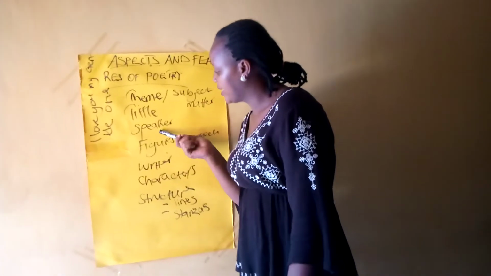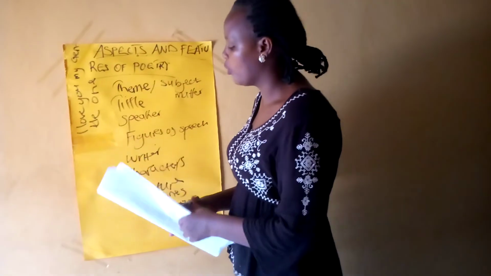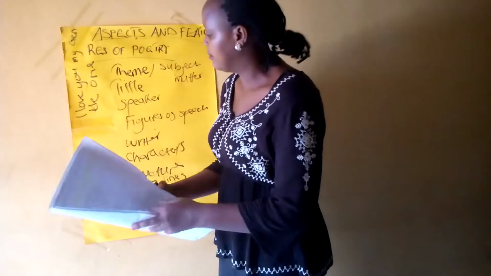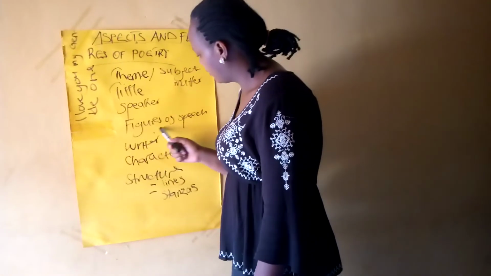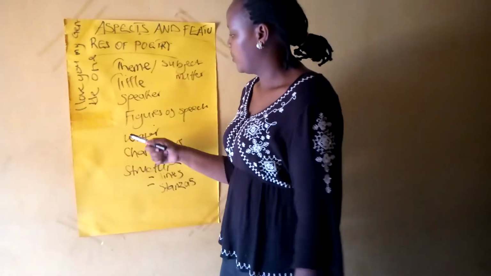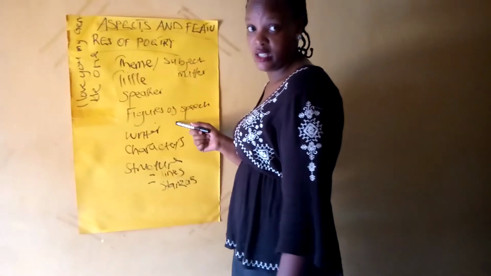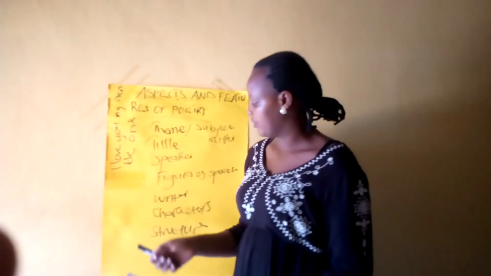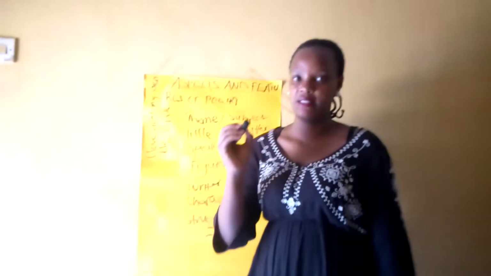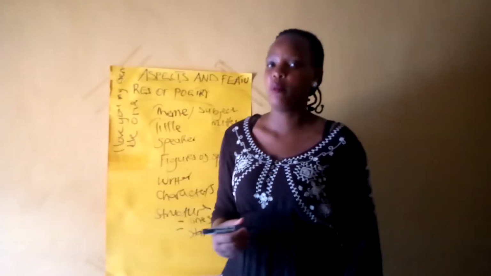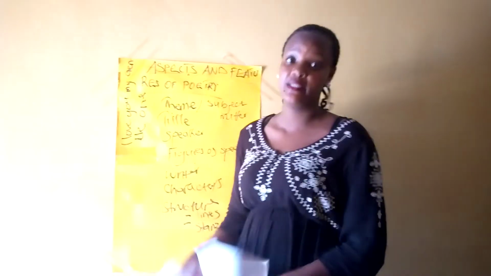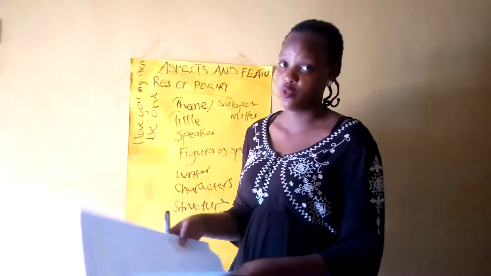Then the speaker, I said it is the someone speaking in the poem. Here we saw pronouns like I, my. And then we got the figures of speech. Figures of speech, I said this is the diction. Then for the figures of speech, of course, I told you this is the style used in the poem, where I said this poem is full of metaphors, the direct comparison of things.